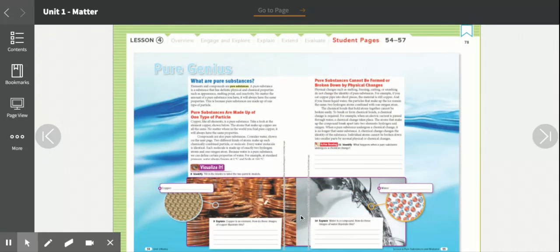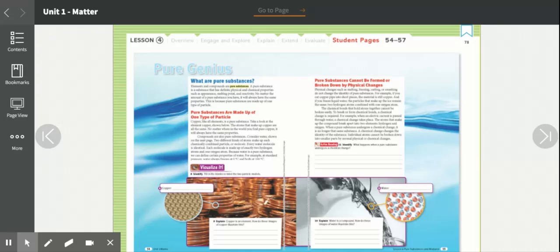Pure genius. What are pure substances? Elements and compounds are pure substances. A pure substance is a substance that has definite physical and chemical properties such as appearance, melting point, and reactivity. No matter the amount of pure substance you have, it will always have the same properties. This is because pure substances are made up of one type of particle.